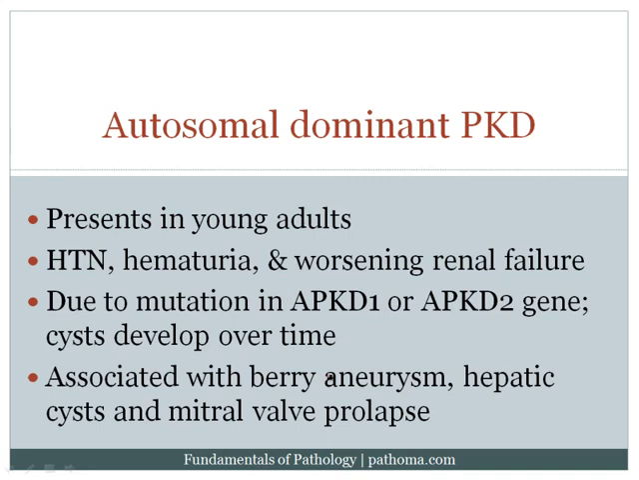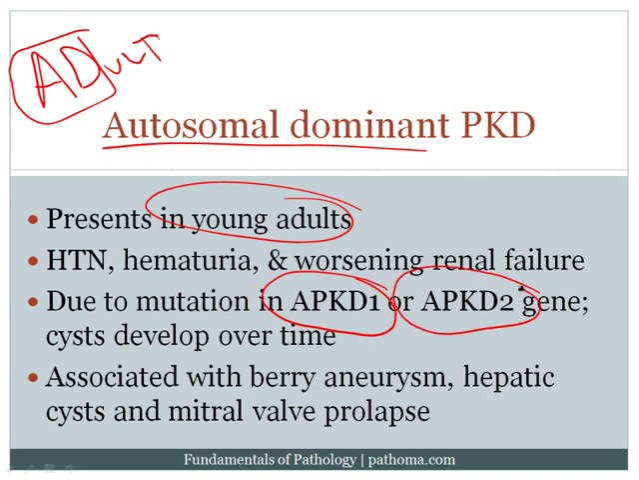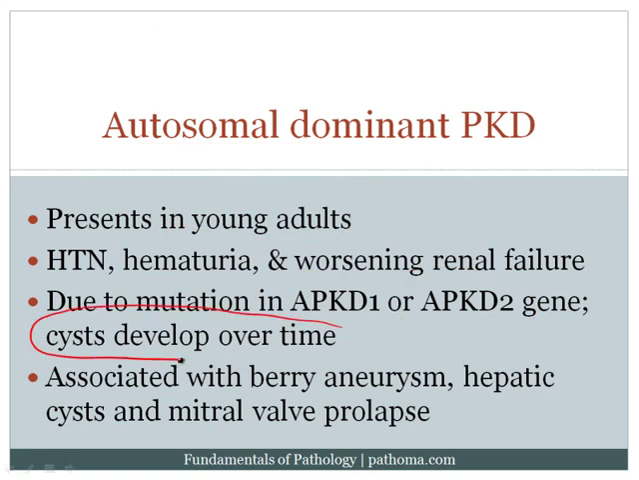The additional form of polycystic kidney disease is the autosomal dominant form, and the autosomal dominant form presents in young adults. Some people like to use the mnemonic ADULT. So the AD is autosomal dominant, and it's also the first two letters of adult. So this presents in young adults. Now, the defect is actually present in the fetus at the time of birth. So it's due to a mutation in adult polycystic kidney disease gene 1 or adult polycystic kidney disease gene 2. But the cysts develop over time. And since the cysts develop over time, these patients will present as adults.